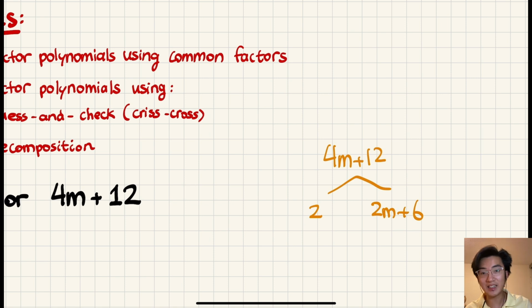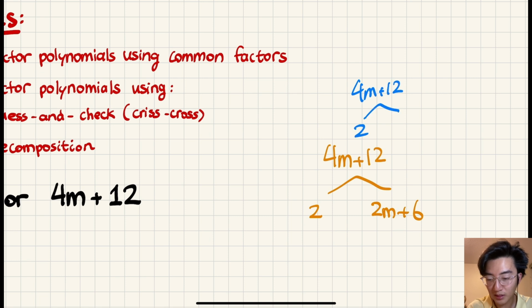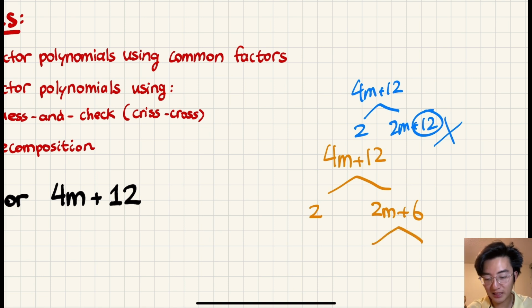This is very important here. When you divide an expression like this by a number, you have to make sure that every single term is divided by 2. A common mistake I see is 4m plus 12, we have 2, and then 2m plus 12. So make sure that this second term right here also gets divided. And now we notice that in 2m plus 6, we can still take out a 2, because 2 and 6 are both even. So 2m plus 6 divided by 2 gets us m plus 3.